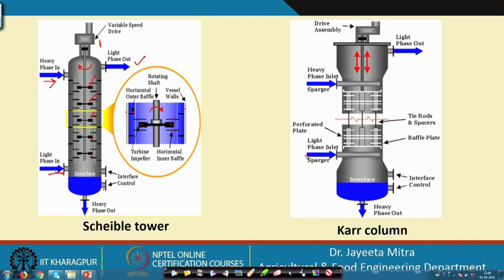and mix with the light phase that enters from the bottom, and there is a sparger given, and these are the perforated plates, these are the baffle plates, and tie rods and spacers are also given, and then this liquid phase will go out. So, because of this perforation and the reciprocating motion, very good mixing we can observe in the Karr column. So, this is very effective, and there are some other kinds of extraction towers also available.